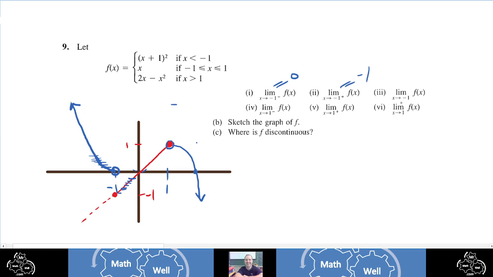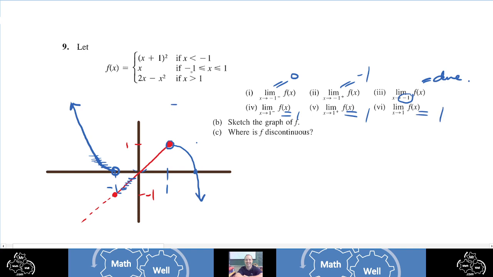Hopefully this is getting easy for you. Is there a limit at -1? Because there's no plus or minus up there, so it's just a two-sided limit. Is there a limit? Nope, because these are different. So D and E does not exist. What about +1? Yep, from the left, it's 1. From the right, it's 1. Does it have a limit? You bet, it's 1. Boom.